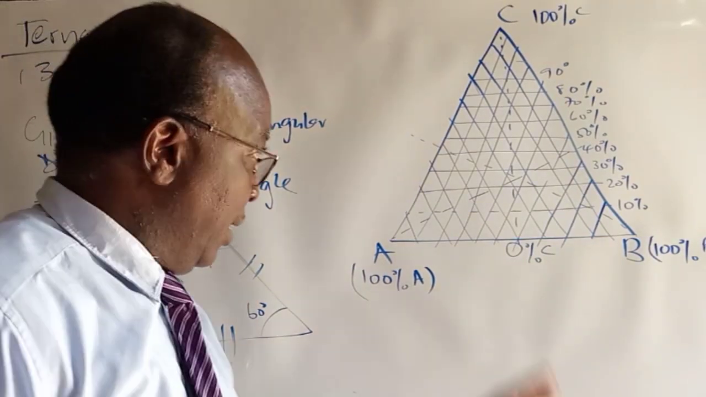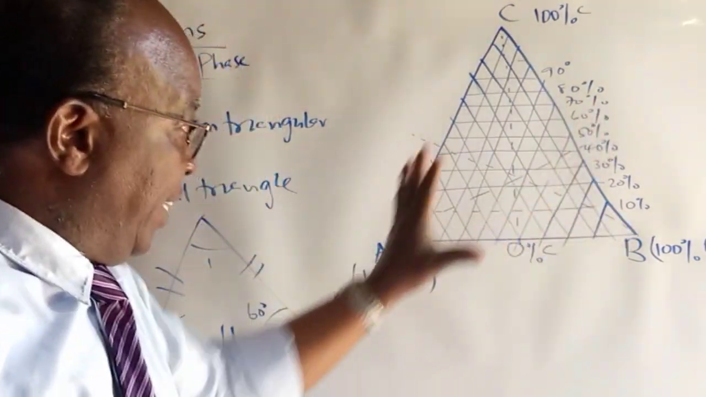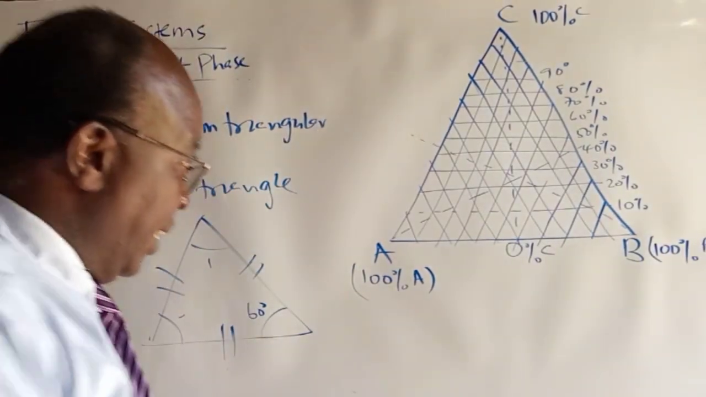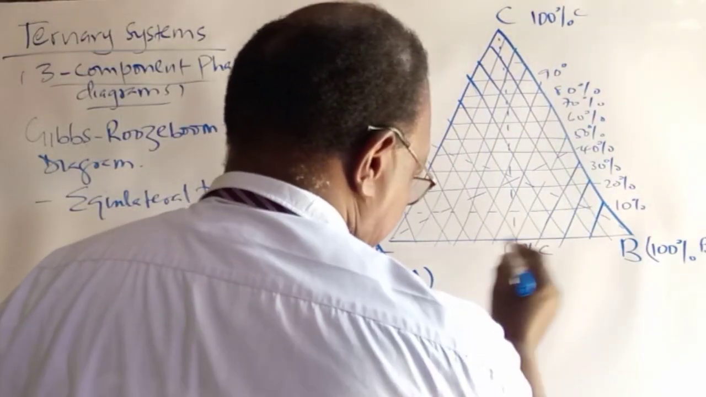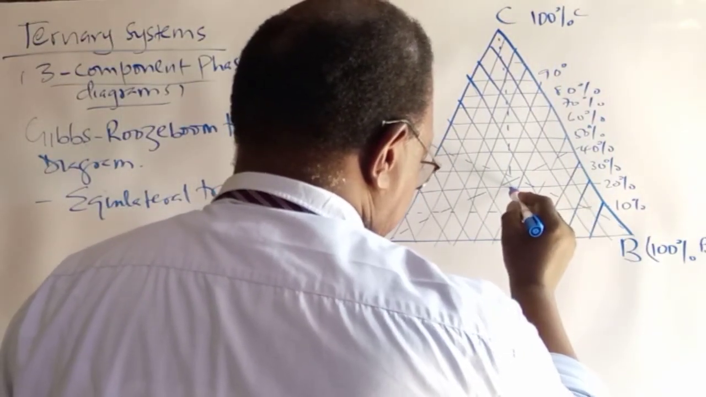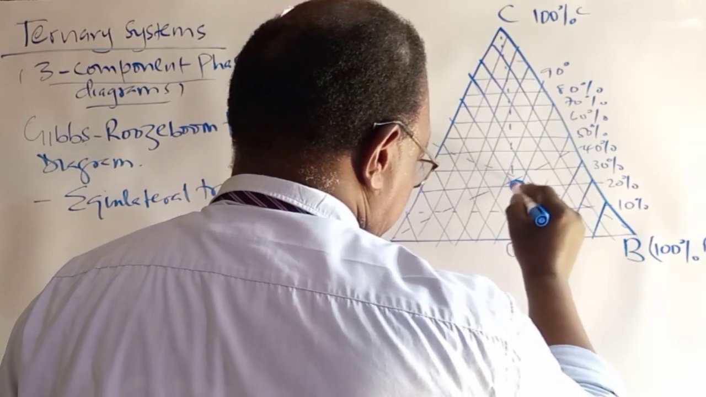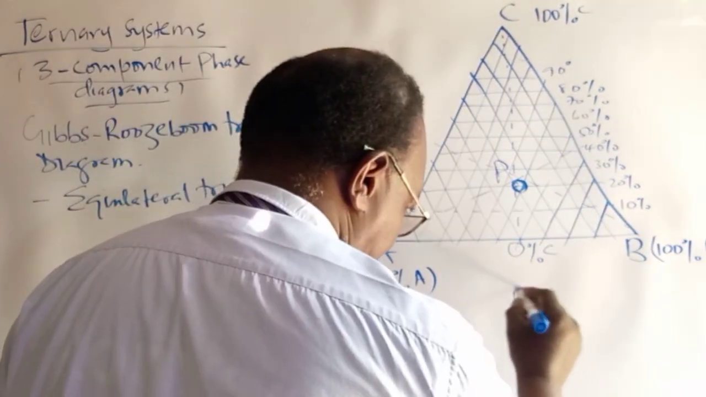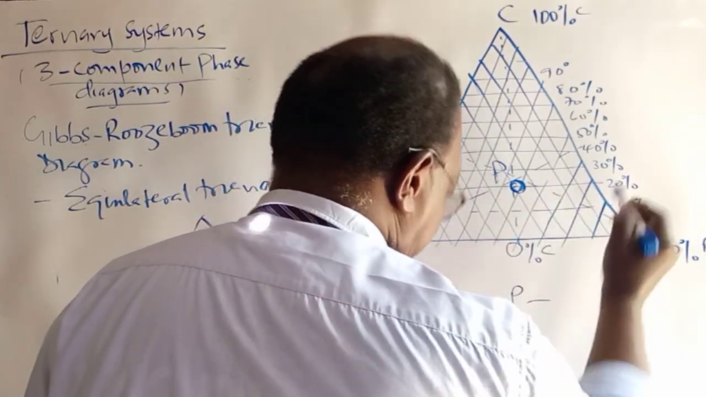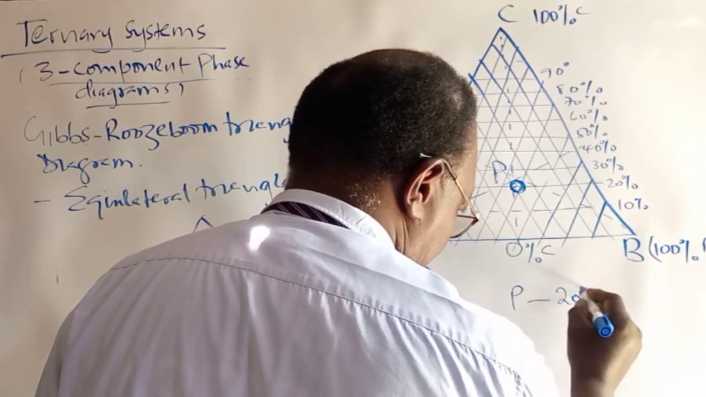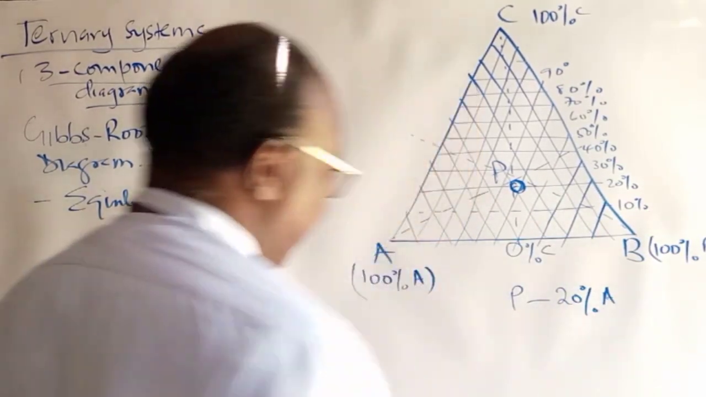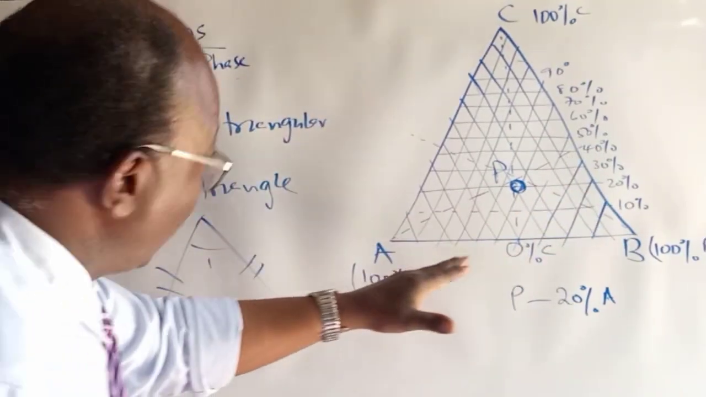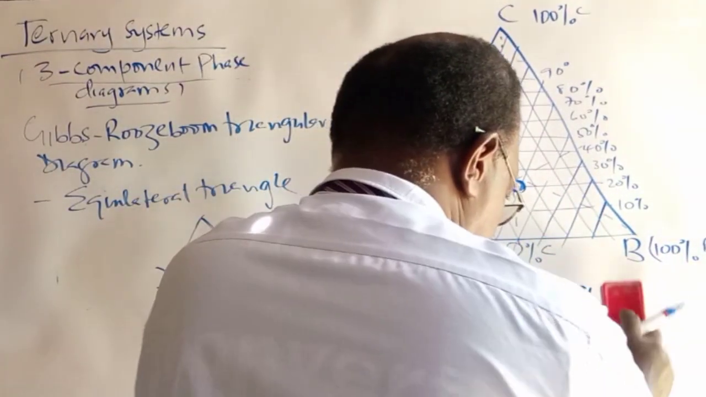Now, we now know this triangular diagram. Now, suppose I want to represent, you take a state point here. Let's take a state point which is 20%. Let's call that state point P. That state point P has 20% of A. Composition is 20% A, and not 20% A, 20% C.